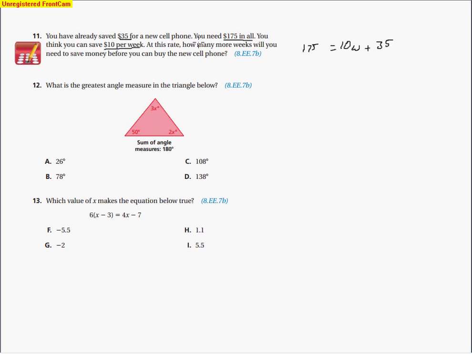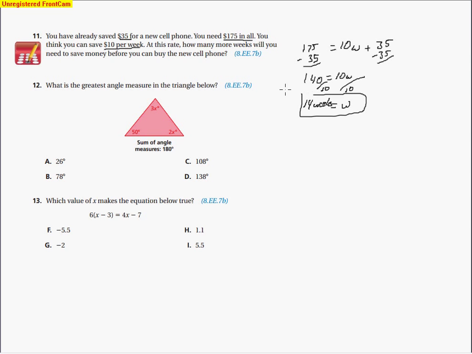So at this rate, how many more weeks will you need to save the money before you can buy the cell phone? So let's find out how much we need to end up saving. So we're going to subtract that 35 from 175. That gives me $140. That's how much money I need to save. And so if I divide by the $10 per week, it looks like 14 weeks is going to be my answer for number 11.